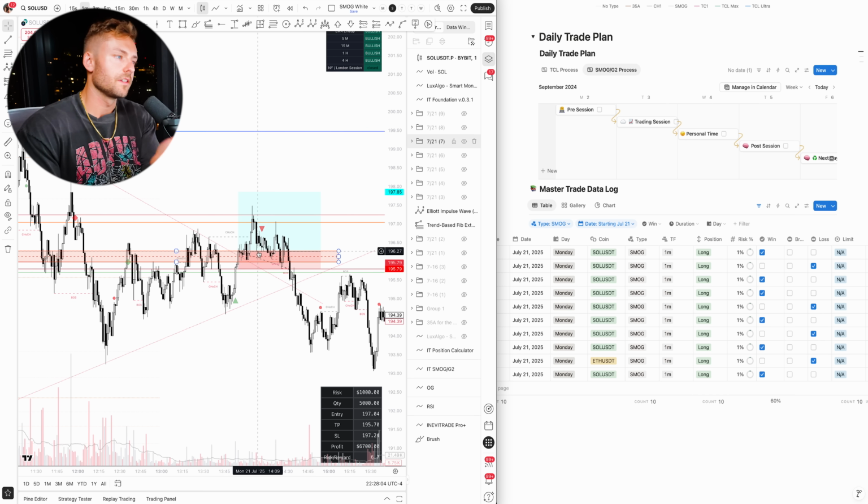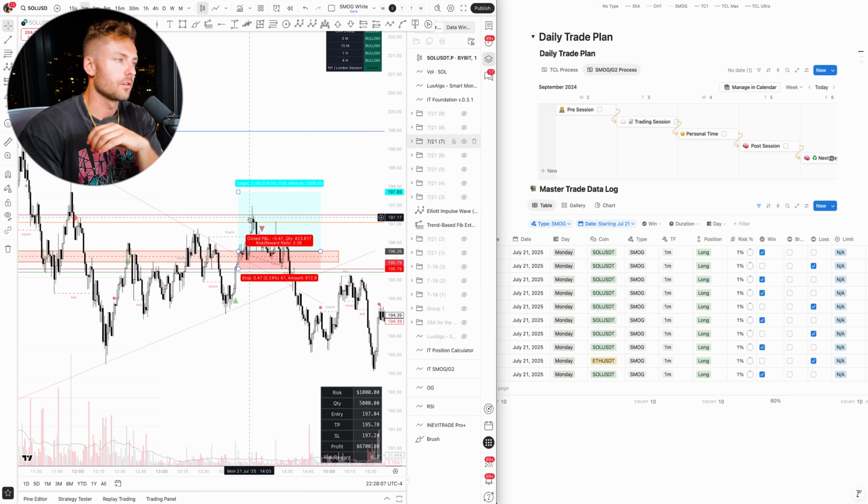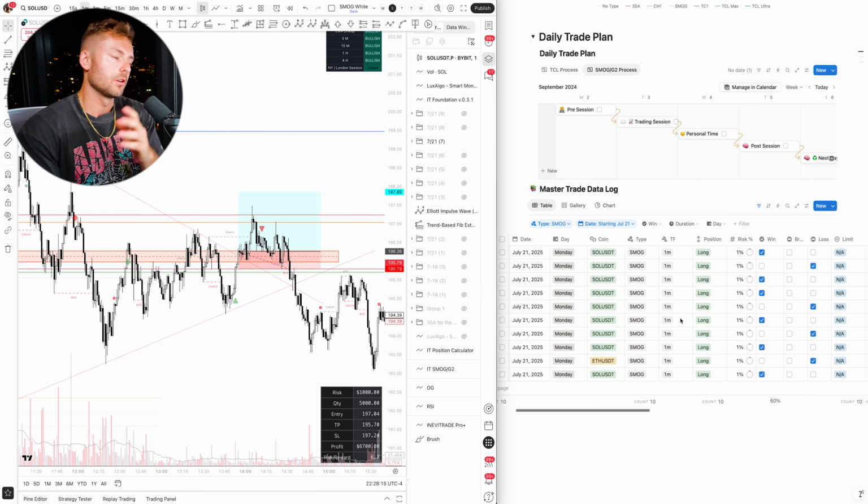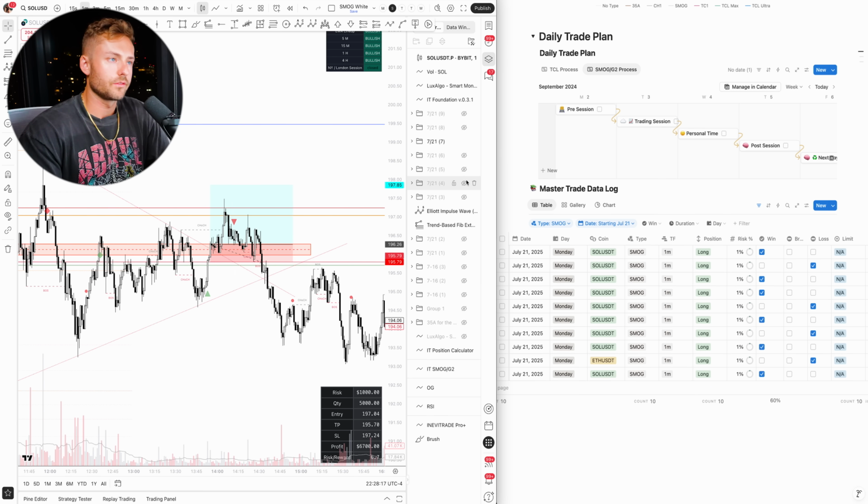Okay, then I tried to play this to the upside again. So I got an entry here, price pushed up, I reduced risk, locked in a risk factor, and then ended up locking in about $1,100 on this trade. So I was sort of going back and forth.